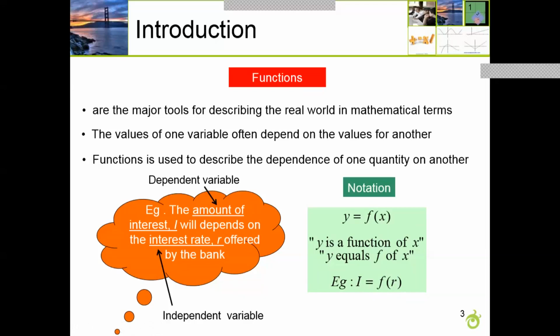Ataupun kalau kita tengok dekat equation ni, y equals f of x. Kalau macam ni, x is the independent variable and y is the dependent variable because the value of y depends on the value of x. So maksudnya x kita tahu berapa, barulah kita tahu nilai y. So itu maksud independent variable and dependent variable. Ini awak dah belajar dalam Math 133 lah dulu.